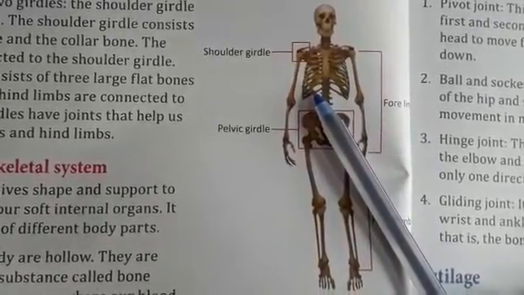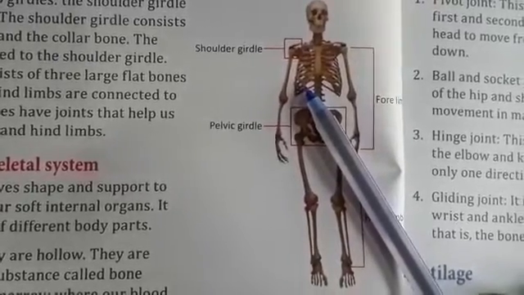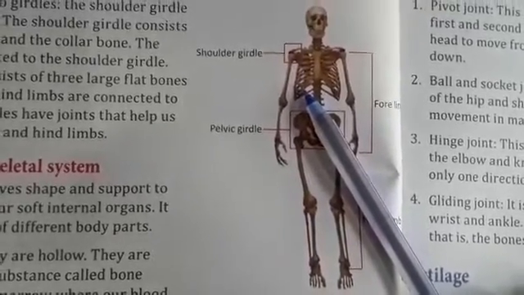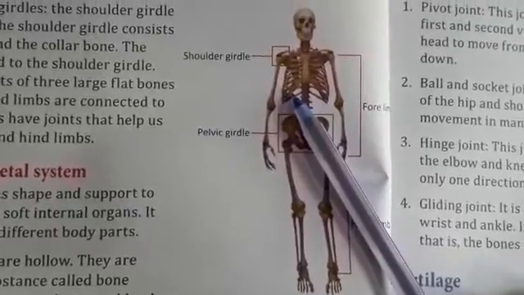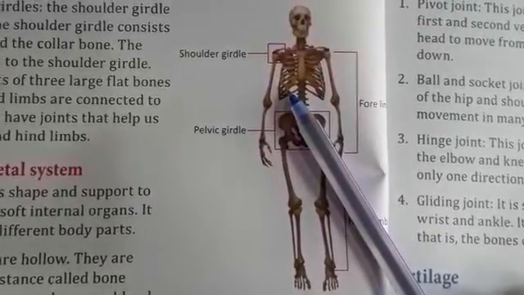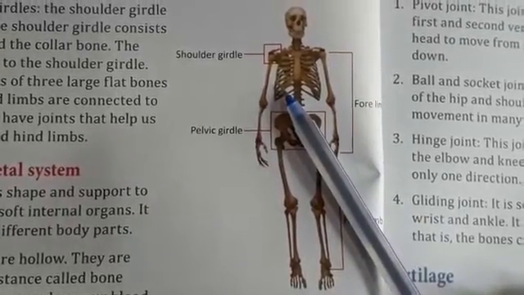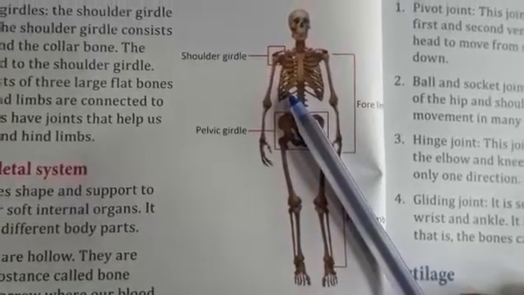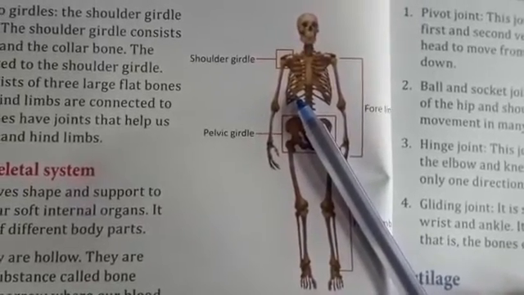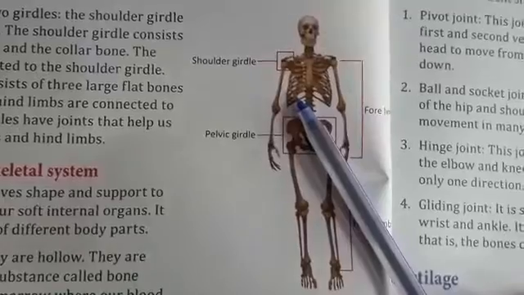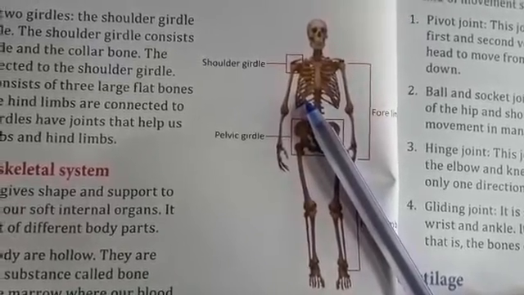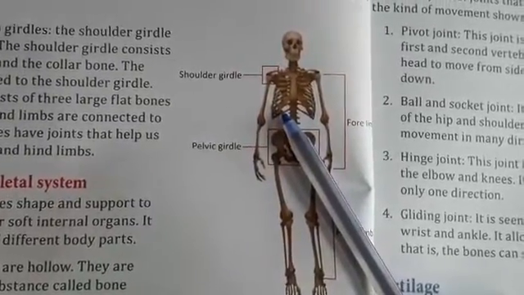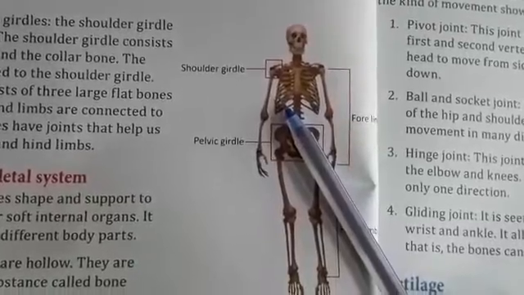Joints. Unlike the framework of a building, which is rigid and cannot move, the framework of our body can be moved. The bones of the skeleton move with the help of joints. A joint is a place where two bones meet. At a joint, the bones are held together by ligaments.